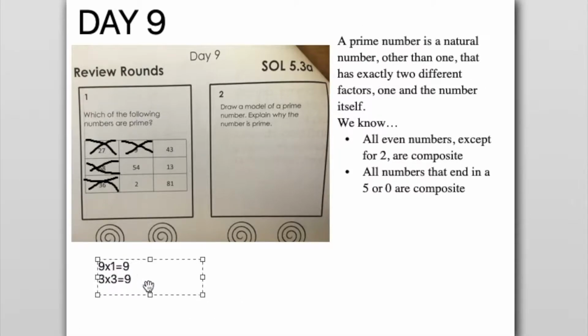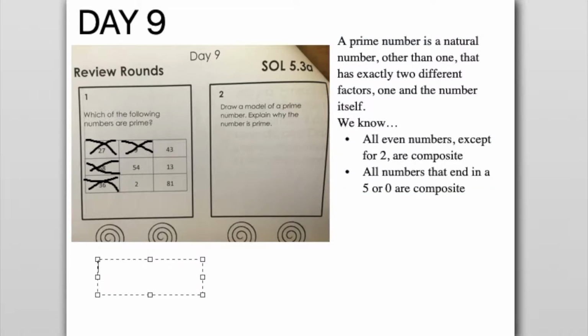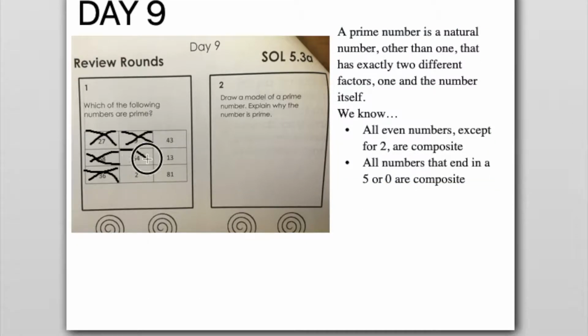What do we see about 54 here? It ends in a 4. 54 is then even. So if it's even, it's composite, which means it's not prime. All right, the next number is 2. 2 is even. So let's go over to our even rule where it says all even numbers except for 2 are composite. So does that mean 2 is prime?